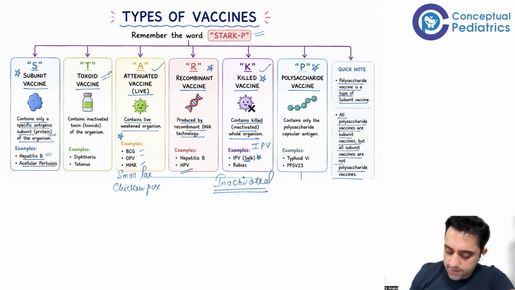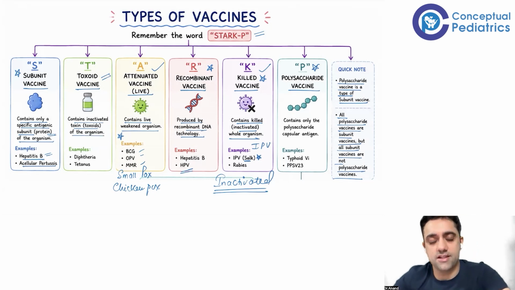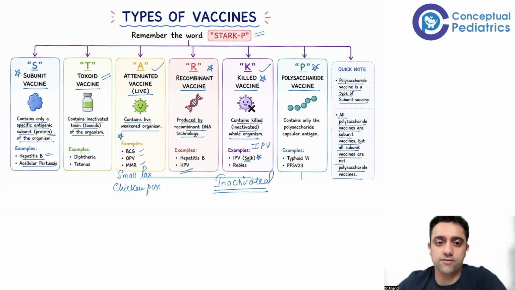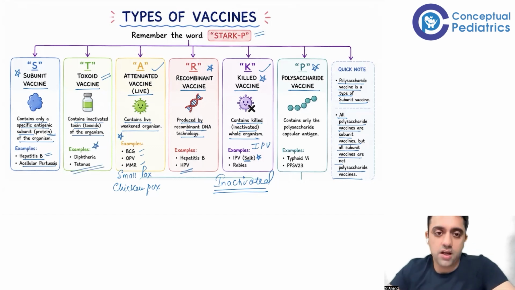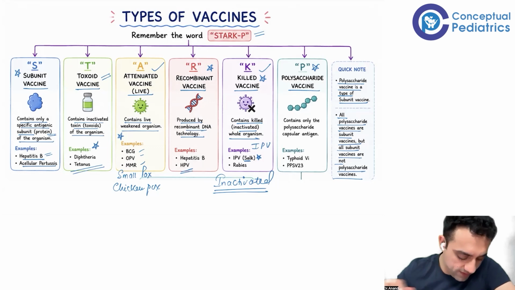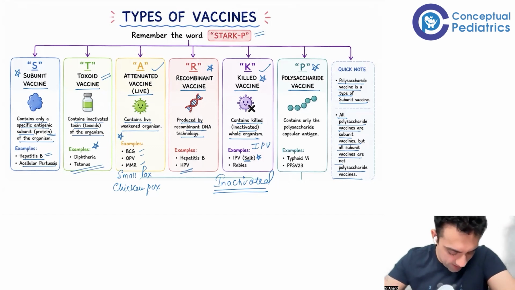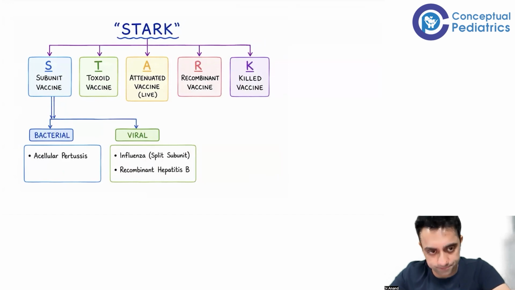And what is a toxoid vaccine? It contains the inactivated toxin of the organism, or toxoid, for example diphtheria. This is a star mark MCQ. Name some toxoid vaccines: the tetanus toxoid vaccine and the diphtheria toxoid vaccine. So you remember that.